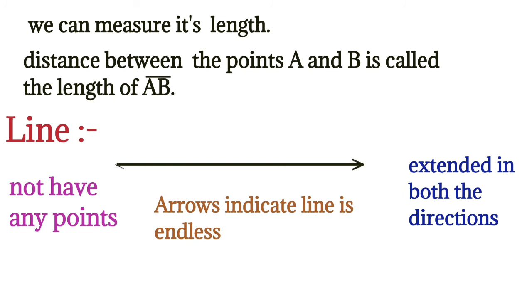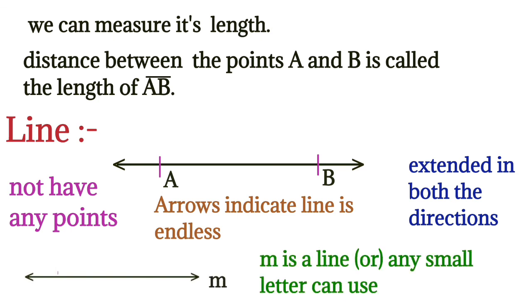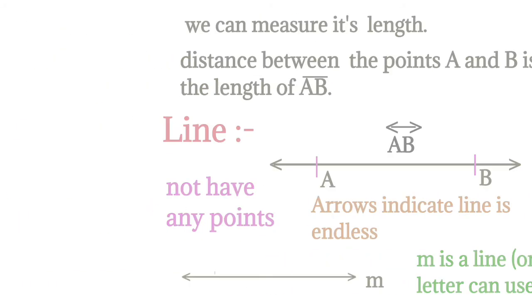It is denoted by AB with a line with arrow marks on top. The arrows indicate that the line is endless, moving or extending in both directions. By seeing an arrow symbol on any letter, you can confirm that it is a line. Sometimes a line is represented by a small letter like L, M, N, or X, Y, Z, etc. We can read it as line M. M is a line.